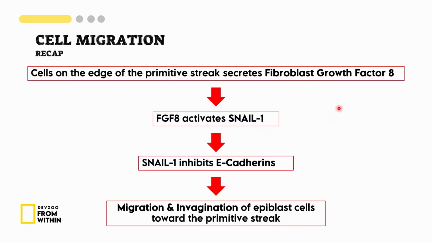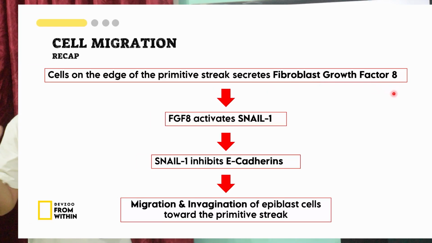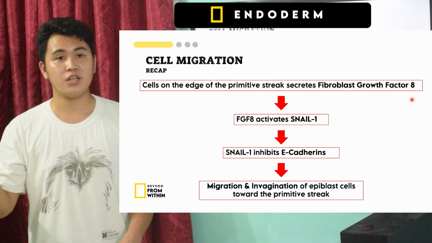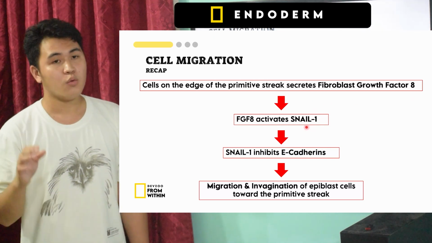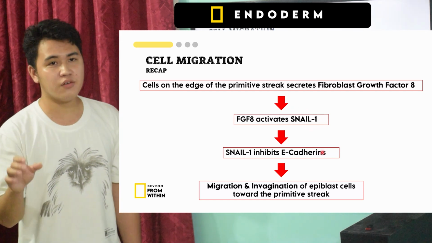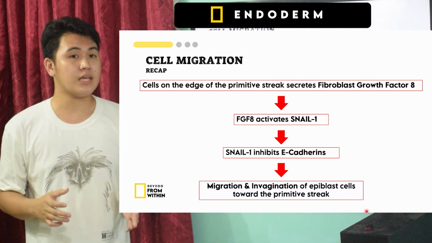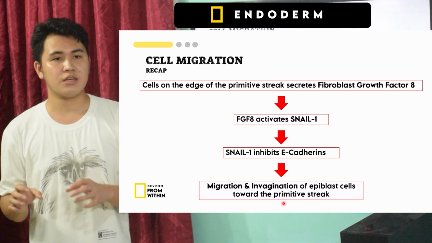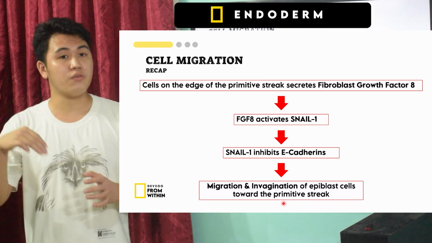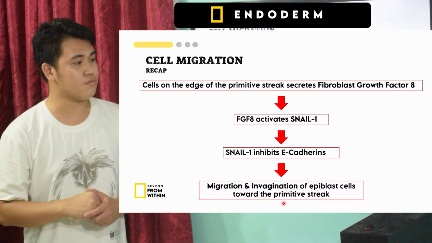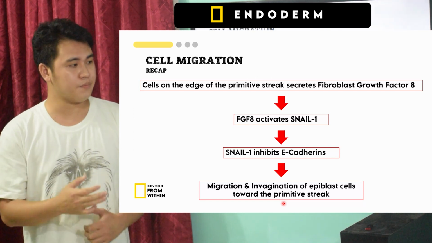How do these cells migrate? What is the mechanism that drives them to migrate? This is due to the secretion of fibroblast growth factor 8 in the edge of the primitive streak. They secrete this fibroblast growth factor 8 to activate the snail 1, which inhibits the E-cadherin. So this E-cadherin links these epiblast cells, and when this E-cadherin is inhibited, they cannot link together, thus making the cells migrate towards the primitive streak, forming our three germ layers. Next.